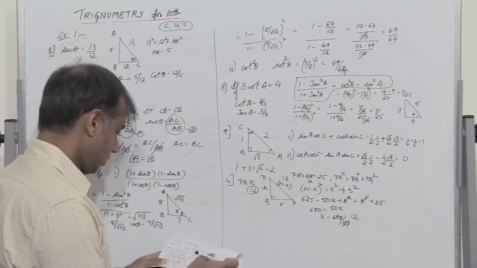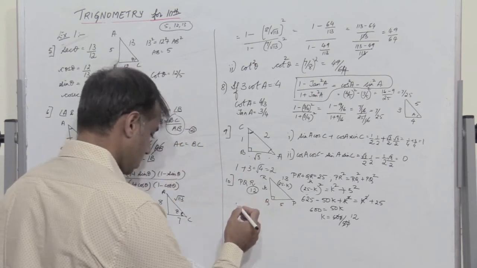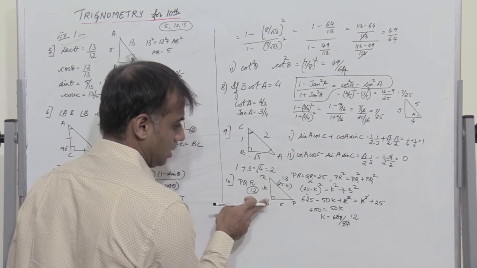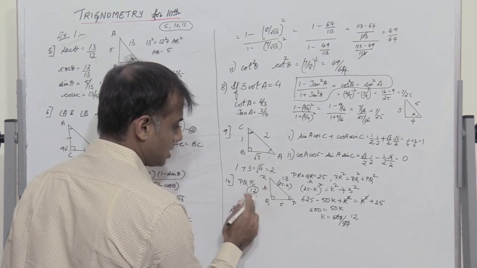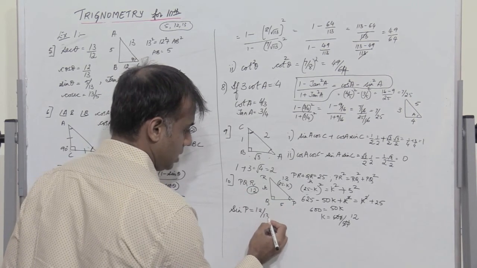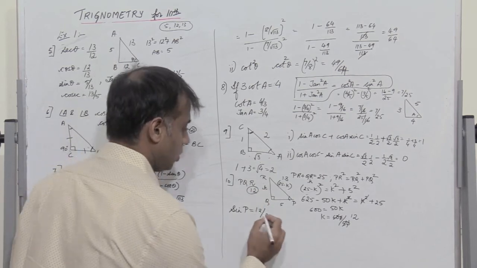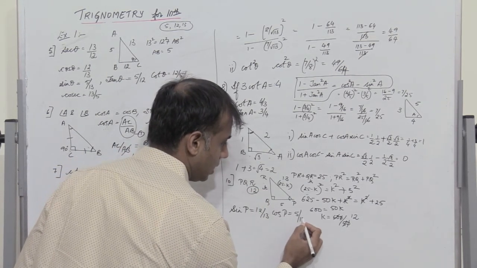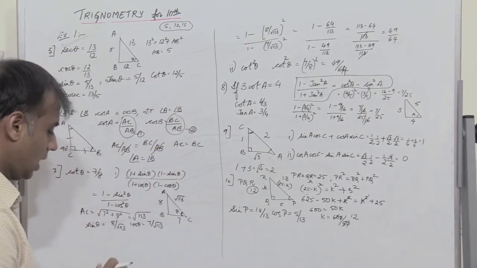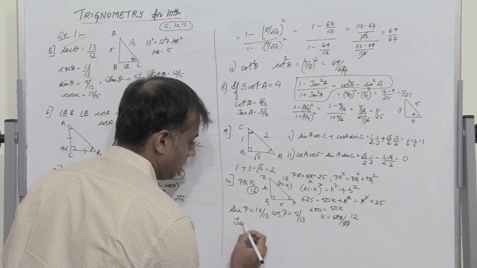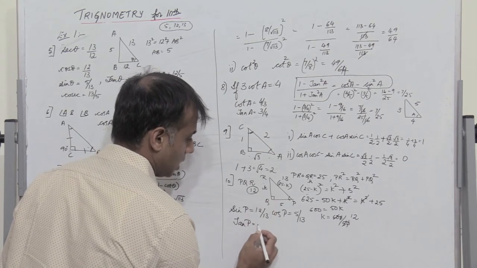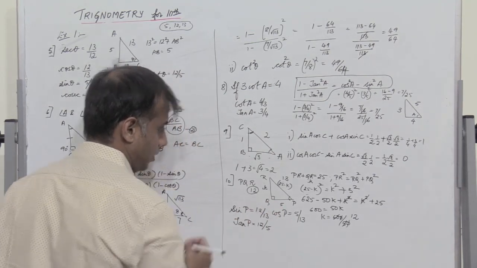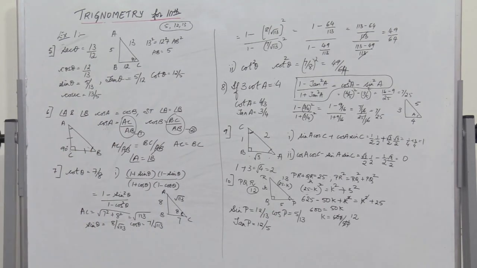So now after having found them, let's find sine P. What is sine P? Opposite side. So this is P, opposite side is 12 by 13. Next, we need to find cos P. Cos P is adjacent side, which is 5 by 13, the hypotenuse. And tan P. What is tan P? Tan P is opposite side, which is 12, by the adjacent side 5. So we get 12 by 5.